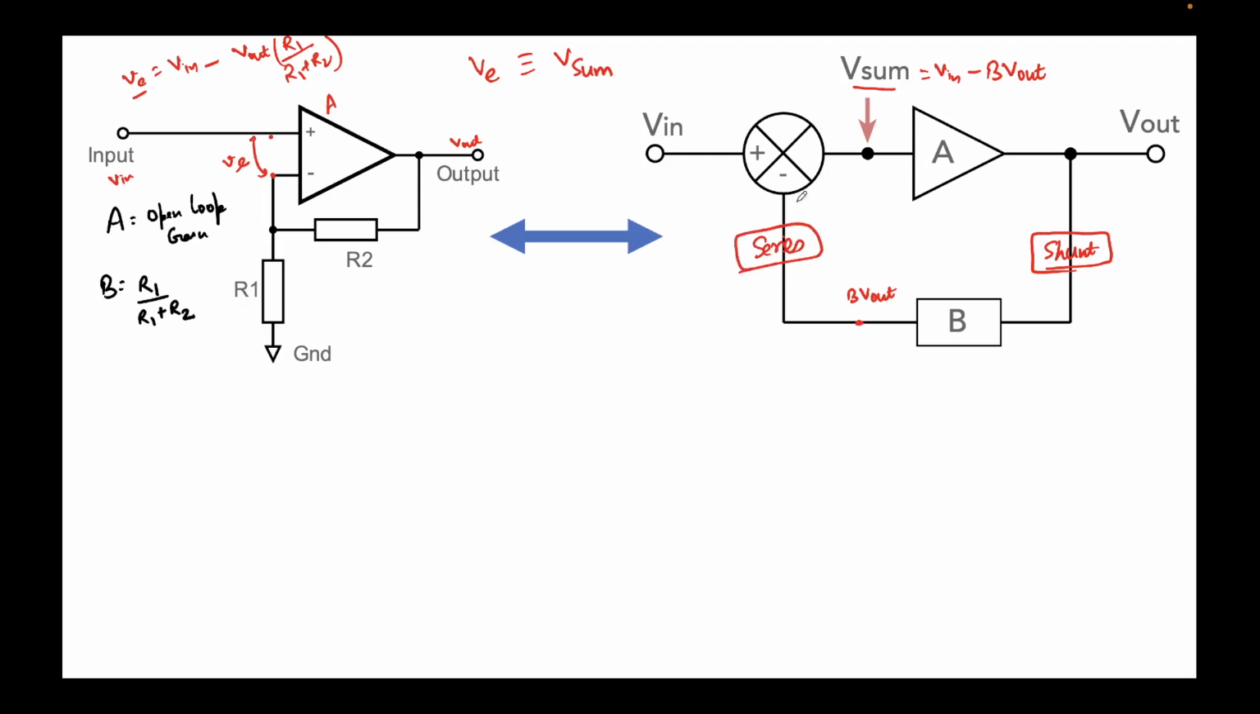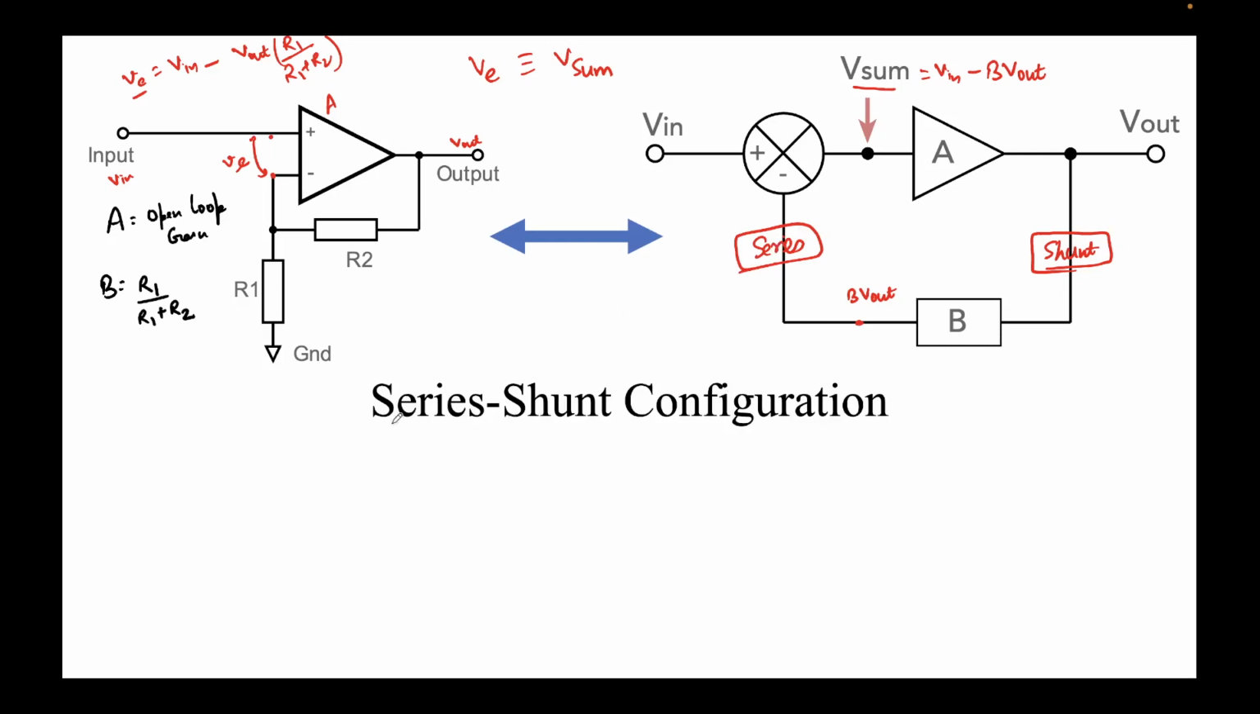Why series? Because the voltages are being added or subtracted, because it's a negative sign, it's a negative feedback. So here they are subtracted, they are in series. However, on the output side, the output voltage is directly being fed to the feedback network. Hence, this is called a shunt configuration on the output side, and a series configuration on the input side. This is what we have written here. It's a series-shunt configuration.